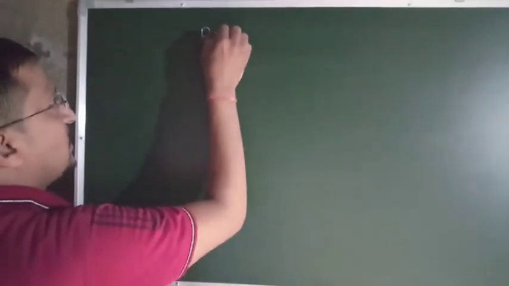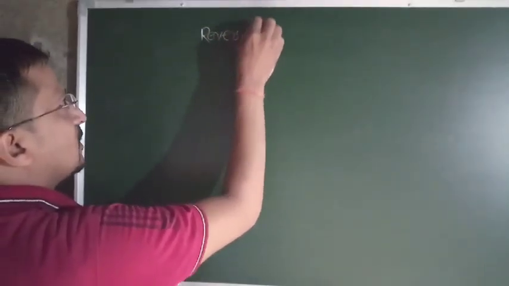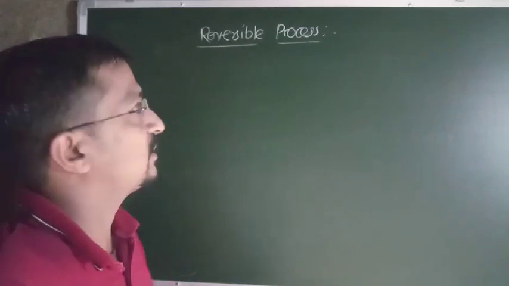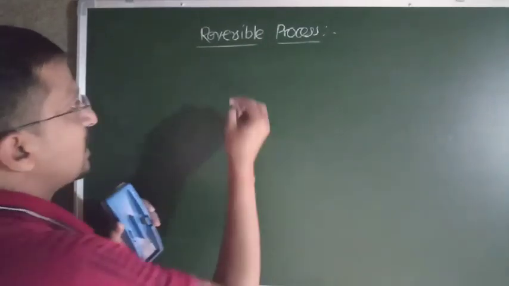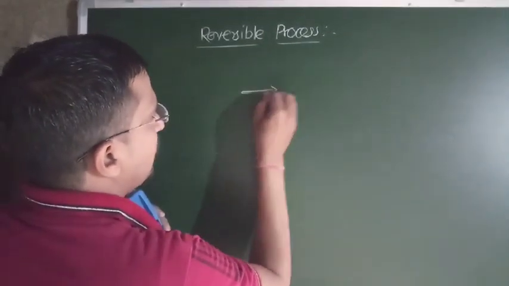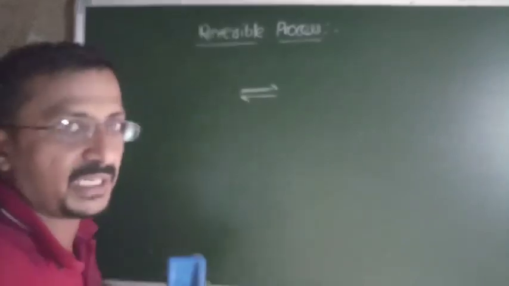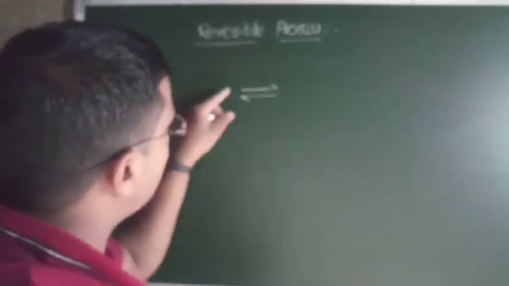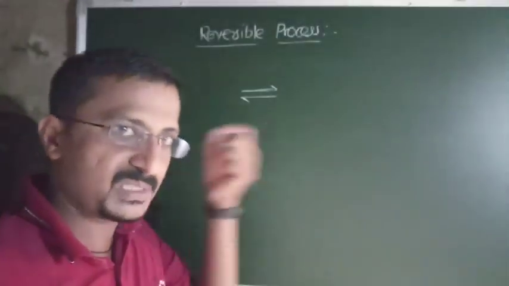So first we are going to study reversible process. Now what is meant by reversible process? You are familiar with the reversible symbol, a double-headed arrow, forward as well as backward. What it indicates is that the reaction is possible in forward as well as in backward direction.